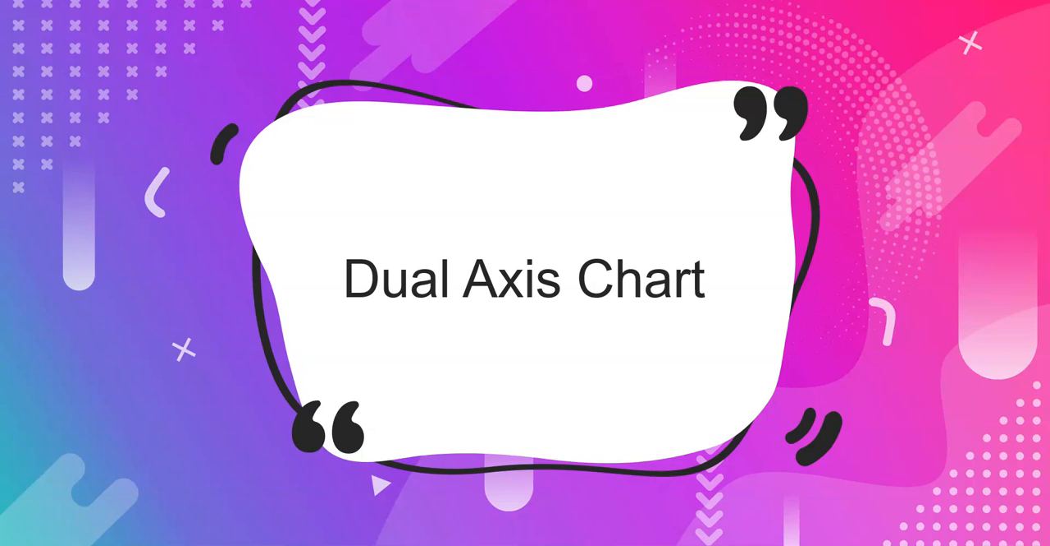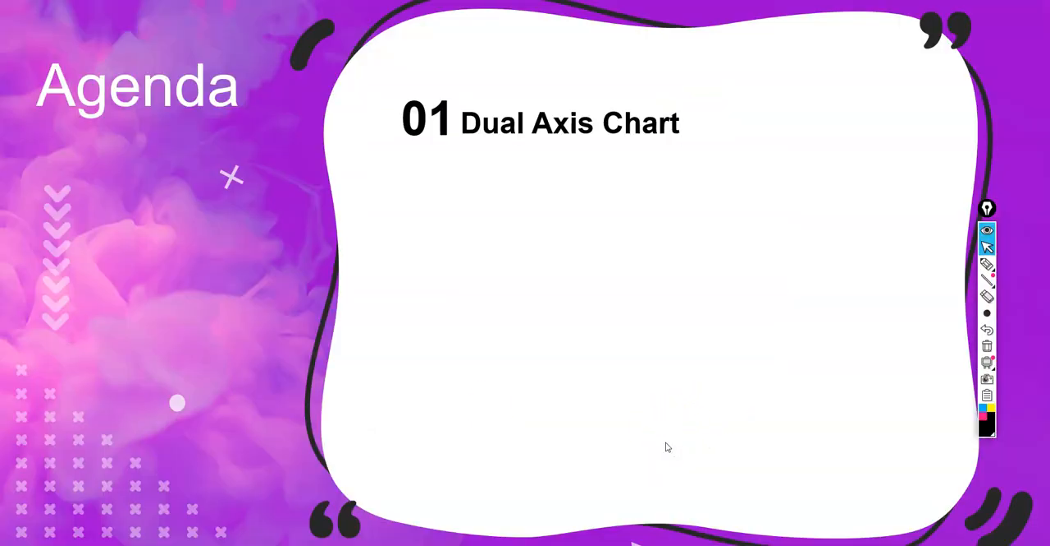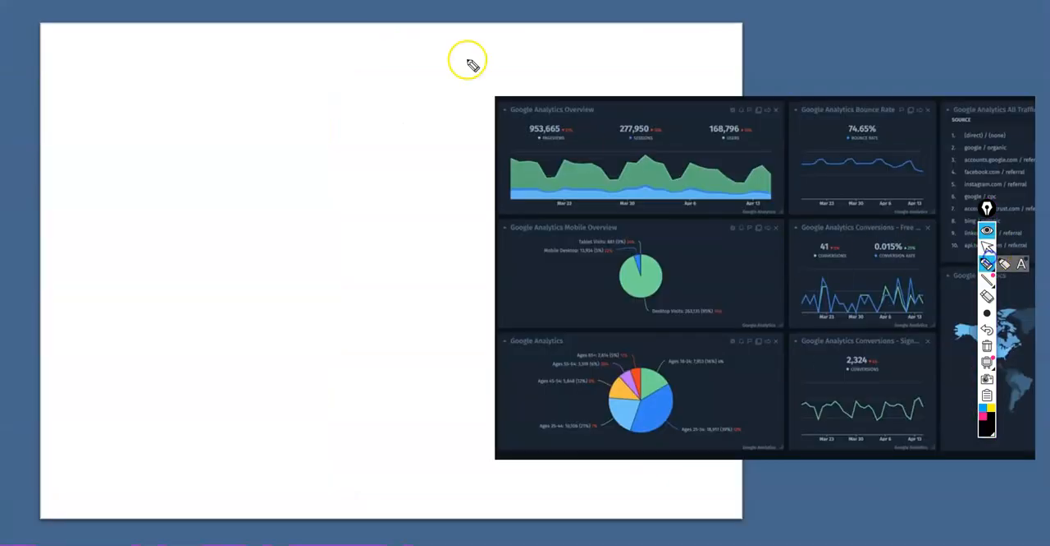Okay, let's move ahead. So the agenda is pretty simple, like I told you, dual axis chart. Now, what does a dual axis chart do? What you'll be seeing is a relationship between two different variables. More specifically, these are used for demonstrating the relationship between two or more measures with different amplitude and scale.